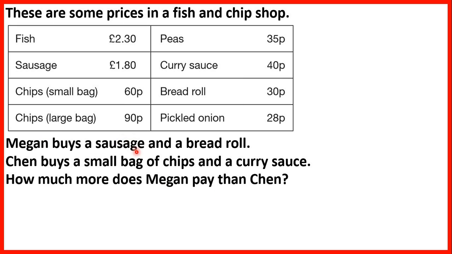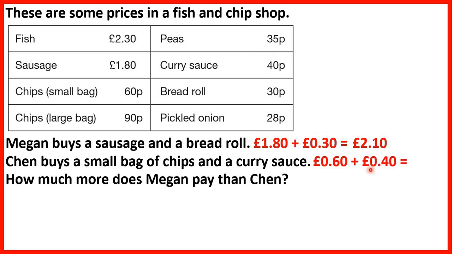First, Megan buys a sausage, so that's £1.80, and a bread roll, so that's 30 pence. So altogether, she spends £2.10. Now Chen buys a small bag of chips, so that's 60 pence, and a curry sauce, so that's 40 pence. 60 pence plus 40 pence makes 100 pence, so £1. So how much more does Megan pay than Chen? Well, if we find the difference and work out £2.10 minus £1, we get £1.10 as our answer.